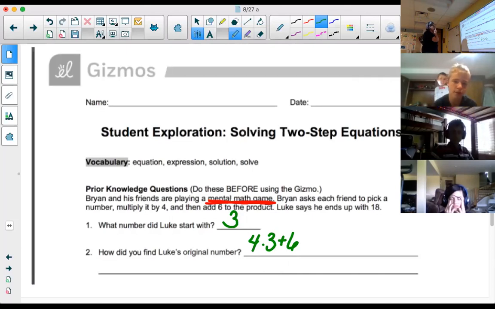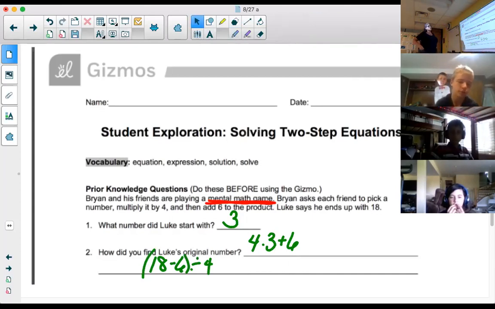18 minus 6 divided by 4. So you did 18 minus 6 divided by 4. Okay, so on that one, you did what's the word called the inverse. Can anybody define the word inverse for us? What does the word inverse mean?